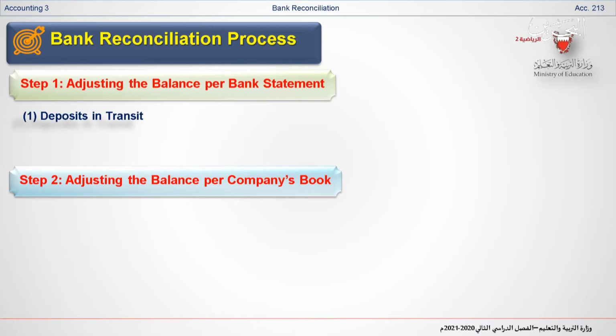Deposits in transit are amounts already received and recorded by the company, but not yet recorded by the bank. They need to be listed on the bank reconciliation as an increase to the balance per bank in order to report the true amount of cash.